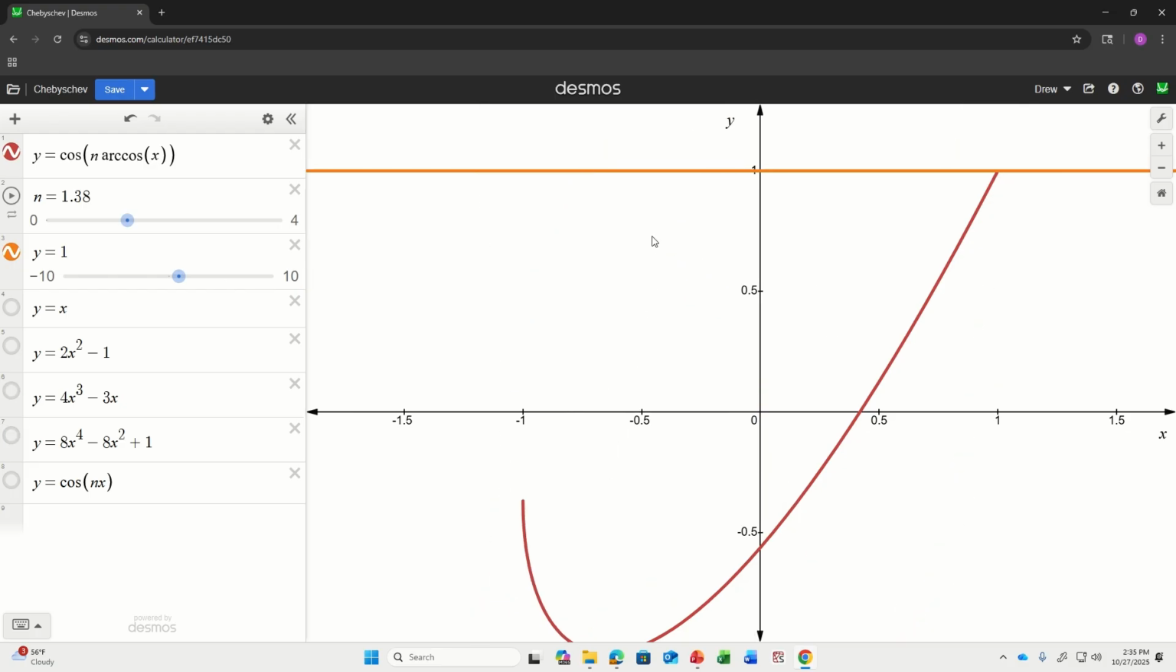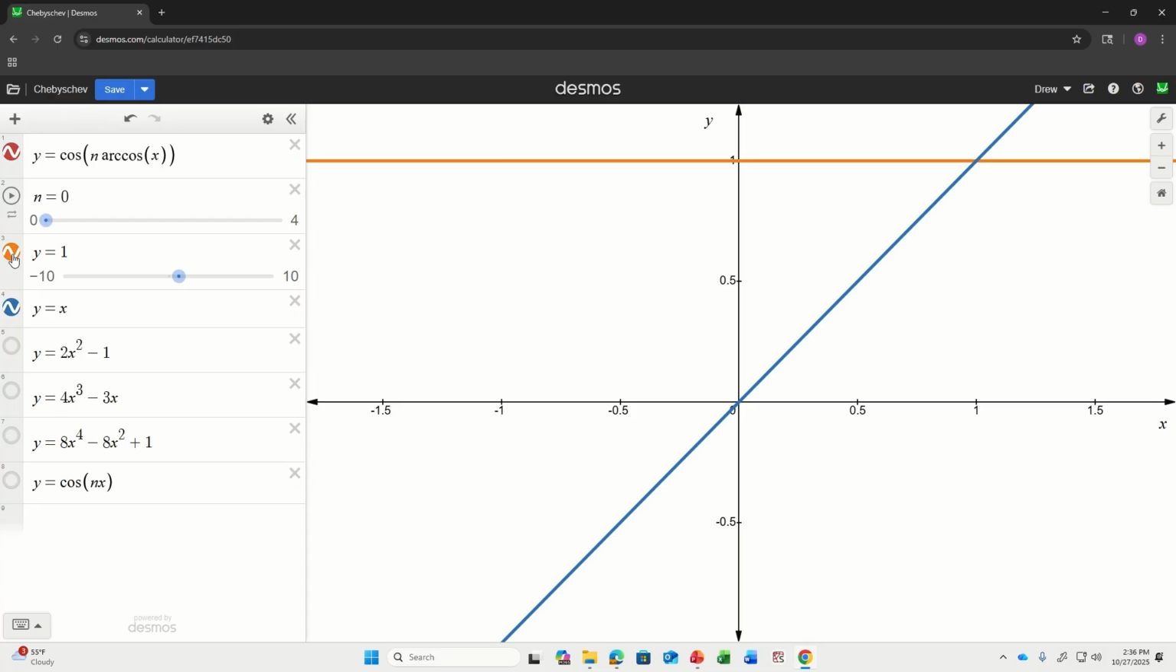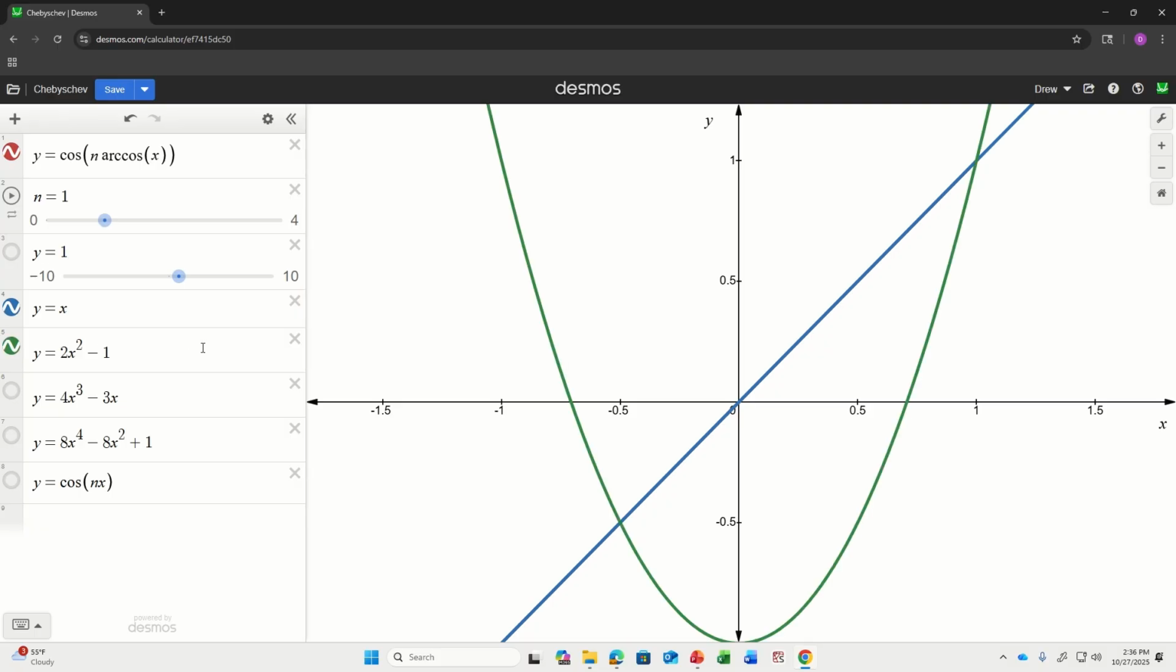In orange, this is the degree 0 Chebyshev polynomial, because if I set n equal to 0, we're talking about cosine of 0, which is just 1. What if I want to show you the degree 1 Chebyshev polynomial? So I'm going to change n from 0 to 1, and boom, there's my degree 1 Chebyshev polynomial. What if I want the degree 2 Chebyshev polynomial? The degree 2 Chebyshev polynomial is 2x squared minus 1, by the way. You don't need to know that, but that's what it is.